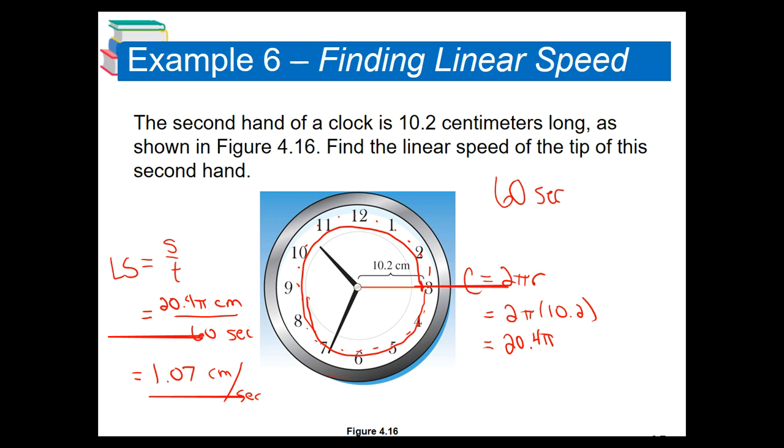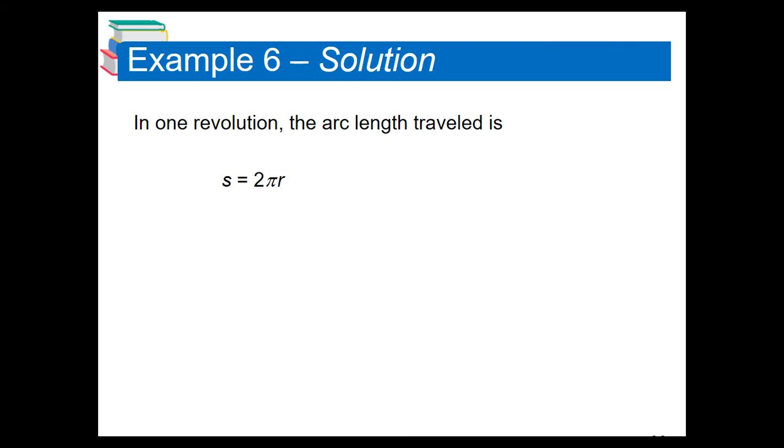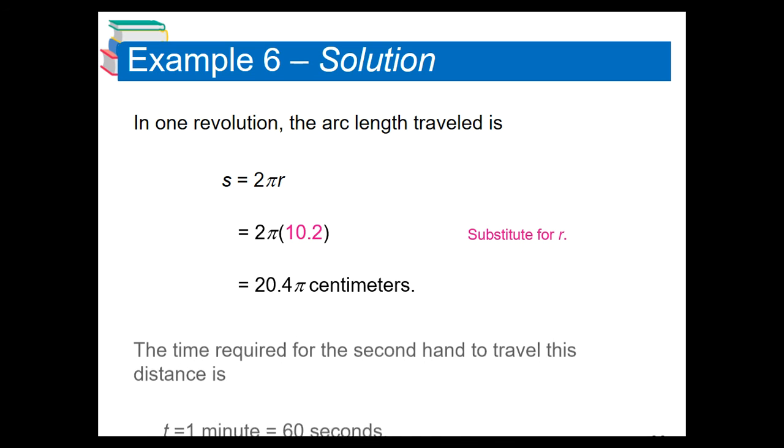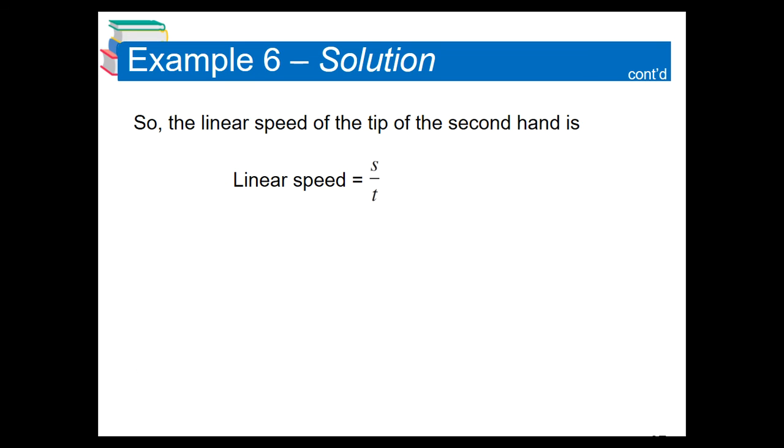So the two things you need to know are how far, or the circumference of the circle, or the distance, which could be just an arc length, and how long it takes, which we know is 60 seconds. And let's watch them step through it here. One revolution, the arc length traveled is 2 pi r. That's just the circumference, which is equal to the s this time. And there we have 20.4 pi centimeters. It took 60 seconds. And then we just plug it in and divide it out. And there you go. That sort of covers everything.